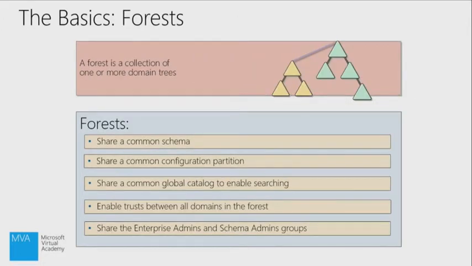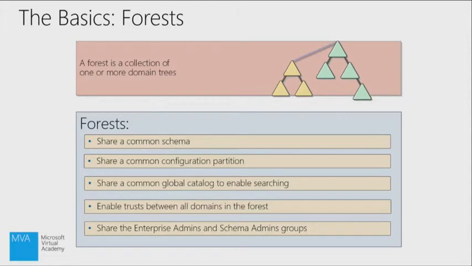We expand further. We've got a domain in a tree. We've got the tree in a forest potentially of multiple trees. A forest is a collection of one or more domain trees. Forests share a common schema, so the definition of our objects and their attributes are going to be the same across an entire forest. They share a common configuration partition and a common global catalog to enable searching.